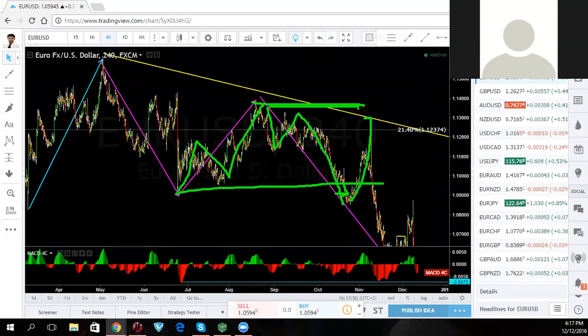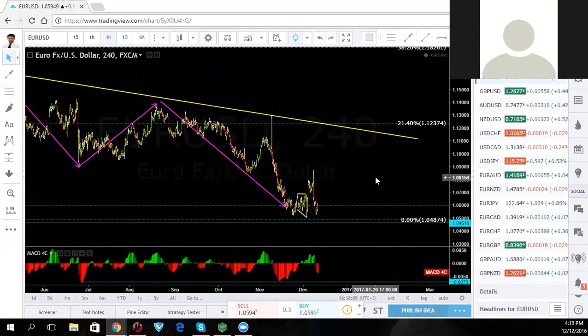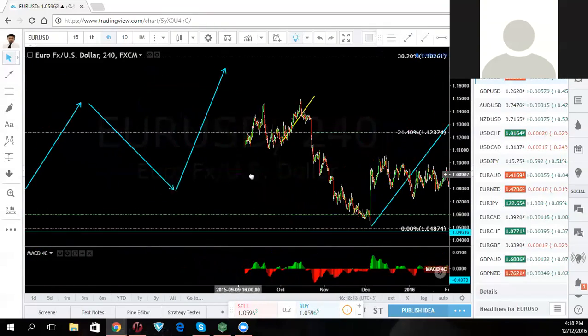So 2 of the flats you asked me to show you, expanding, running, contracting, and regular flats, you've probably seen already. A regular flat would be this one. Here is an example of a regular flat.